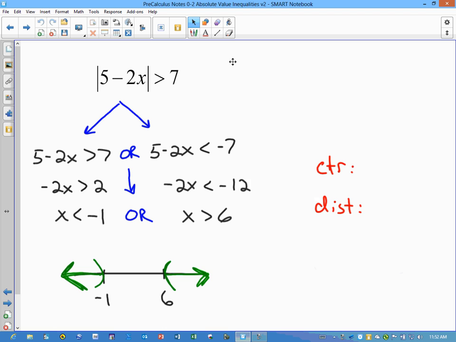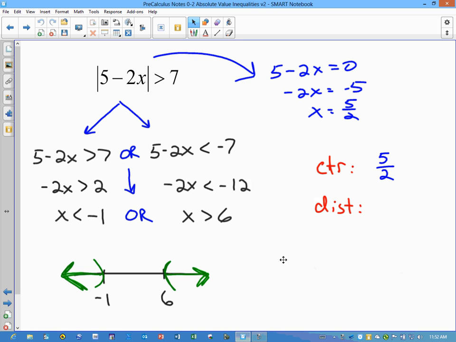If not, just realize that it's 5 minus 2x equals 0. Solving that equation will find the value of x that causes the inside to be 0. So you subtract 5 from both sides, divide through by -2. x is going to be a positive 5 halves. So the center is 5 halves.